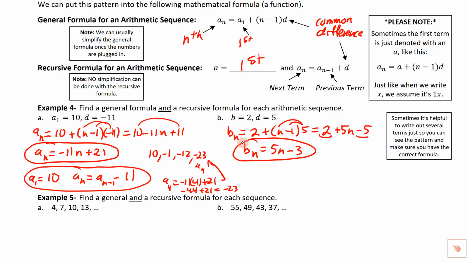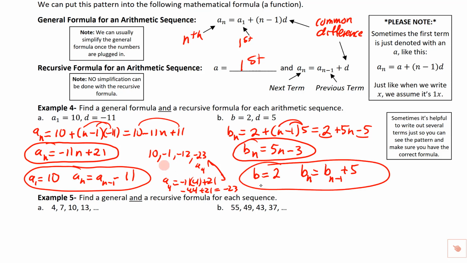Okay, so there's the nth term formula. And now we'll do a recursive definition. So this is going to be b sub 1 is equal to 2, so that's the first term. And then again, all we're going to do is write down this formula. To get the next term, we take the one before it, so that would be a subscript of n minus 1, and then we're going to add the common difference, and the common difference in this case is 5. So that's it right there.